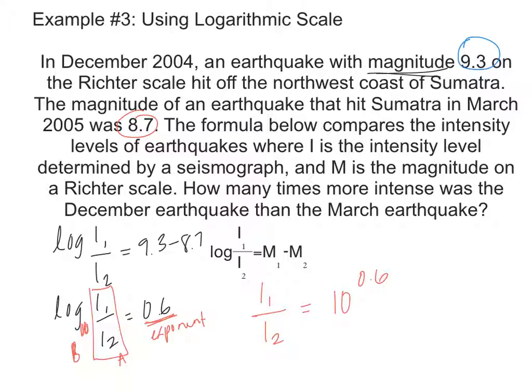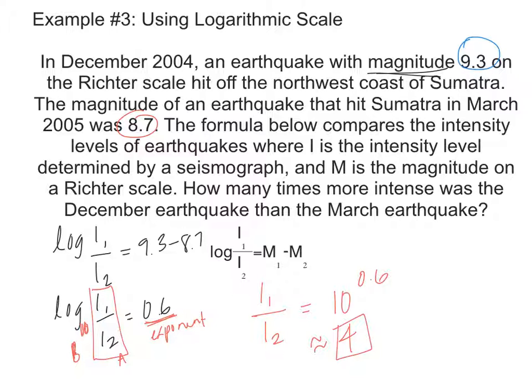So then 10, let me go ahead and type this in so that I know I've got it right. 10 to the 0.6 is about, if I rounded to the nearest hundredth, 3.98. But remember, we're talking about the Richter scale, so we really need to use whole numbers, so it's about 4. So that's how many times more intense the December earthquake was than the March earthquake.